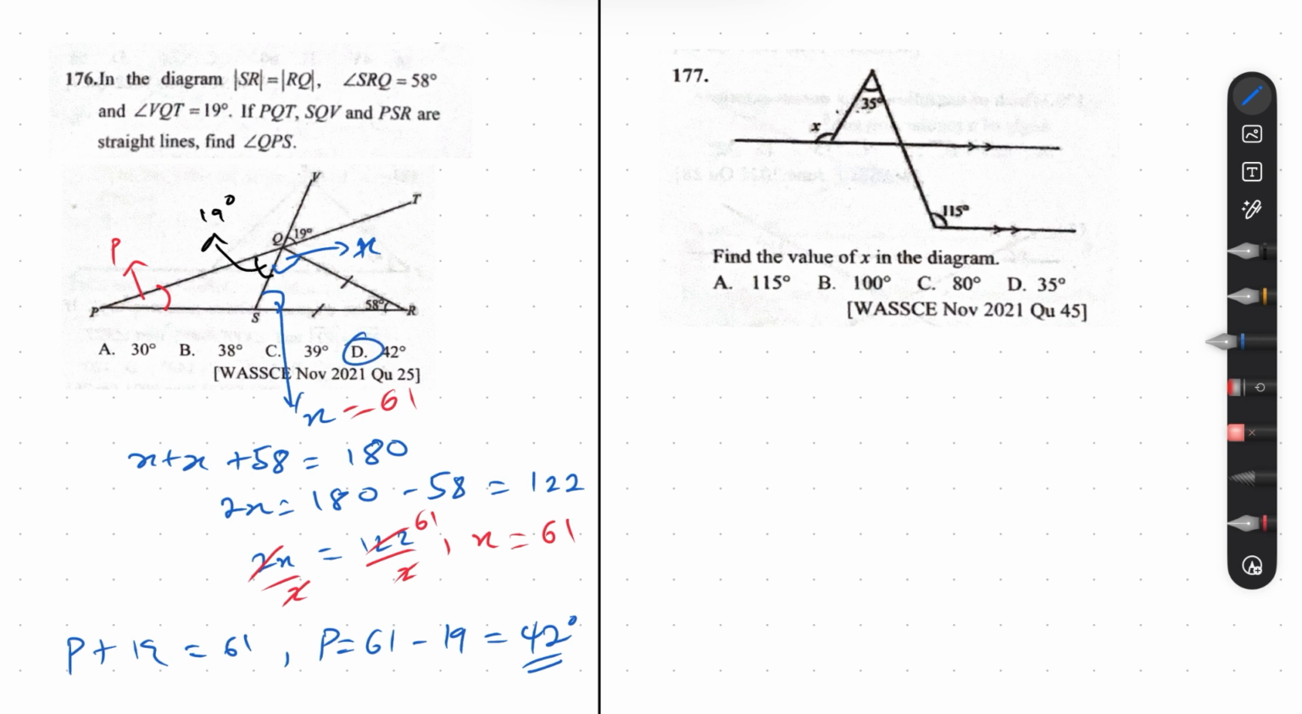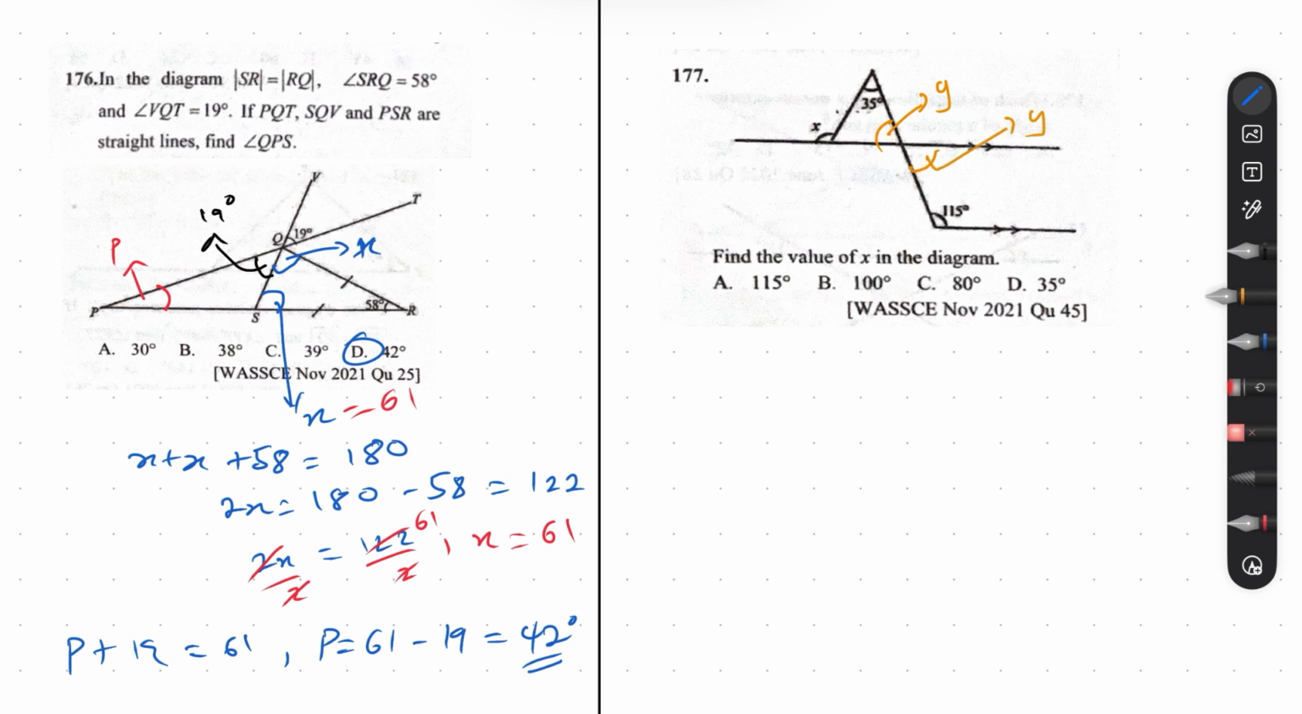Cool. Let's move on to question number 177. The question says we should find the value of x. So we're looking for this angle, right? Cool. Now, in order to find this angle, we can easily find this angle. Then we add this angle and 35 to give us the opposite exterior angle, because these two interior angles give us the opposite exterior angle. Okay, so let's call this angle y. But we know that this angle and this angle should be equal, because they are vertically opposite. So this angle here is also equal to y.